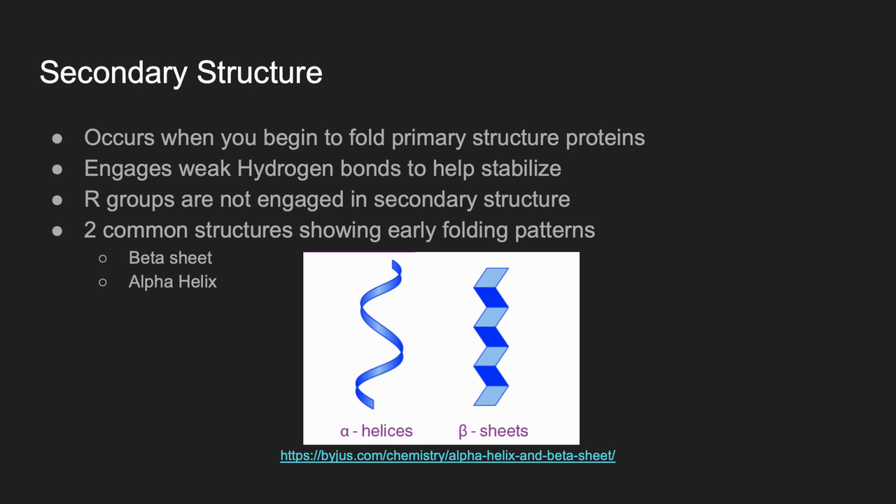Secondary structure is also a basic structure of proteins. This occurs when you begin to fold primary structure proteins. Secondary structure engages weak hydrogen bonds to help stabilize it. R groups are not engaged in secondary structure. There are 2 common structures showing early folding patterns. There is a beta sheet, which is shown on the right of the image, and an alpha helix on the left.